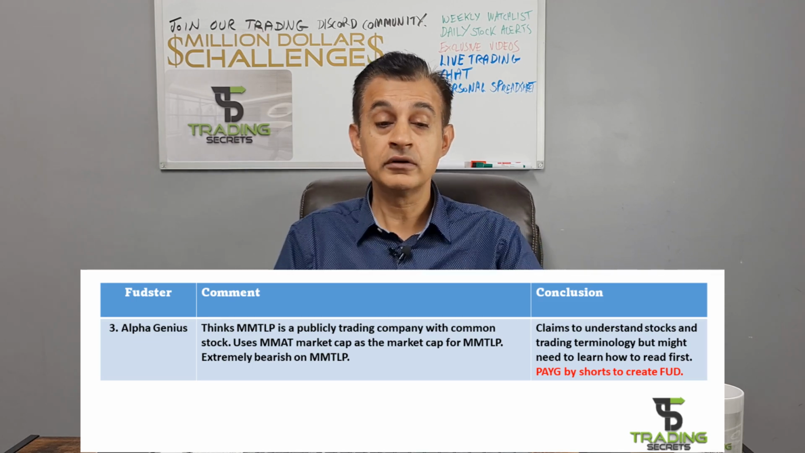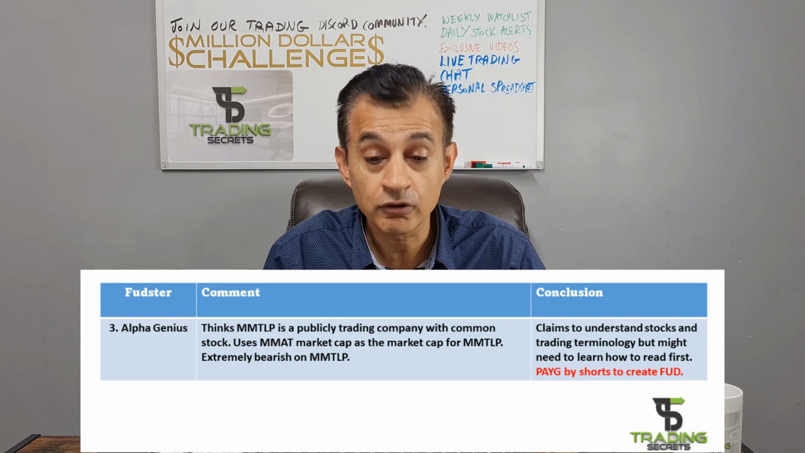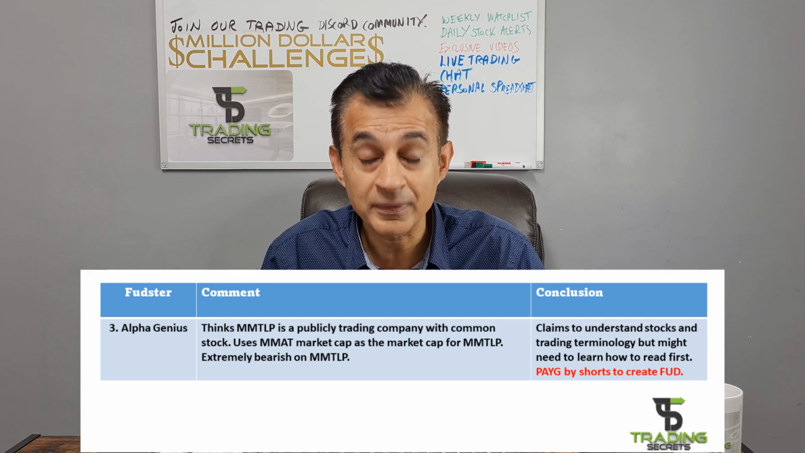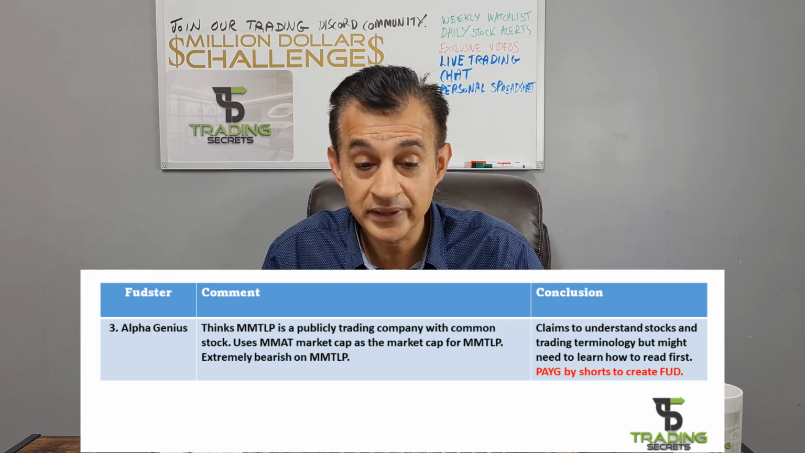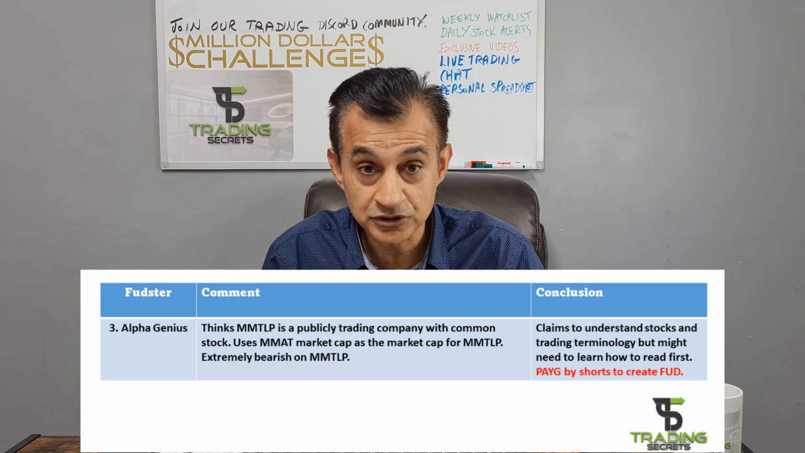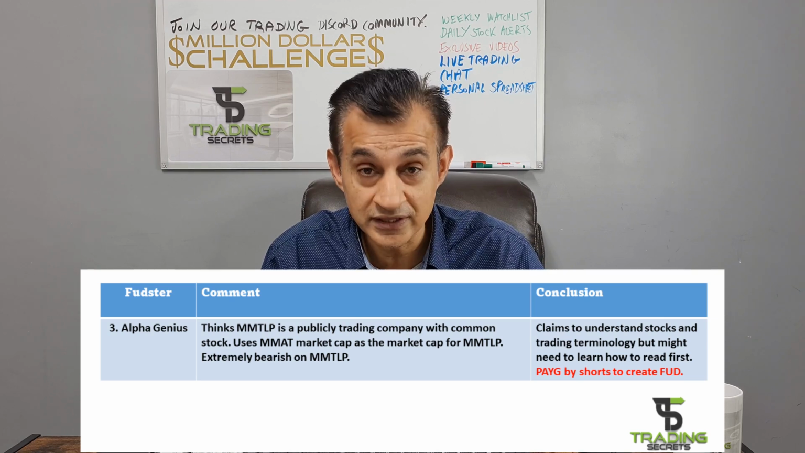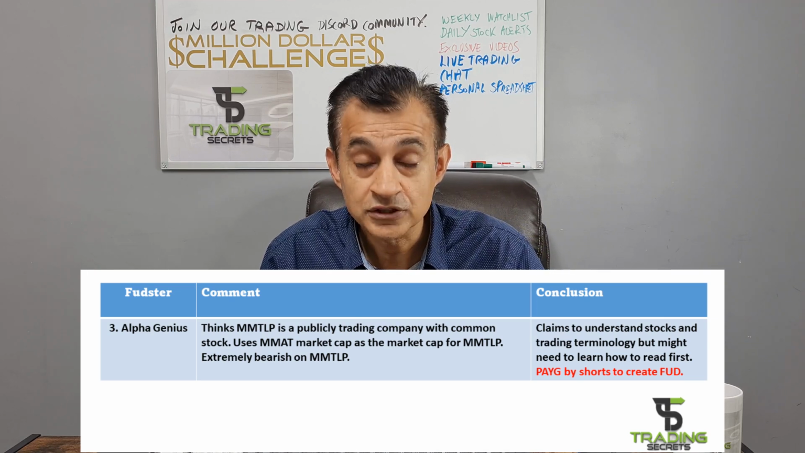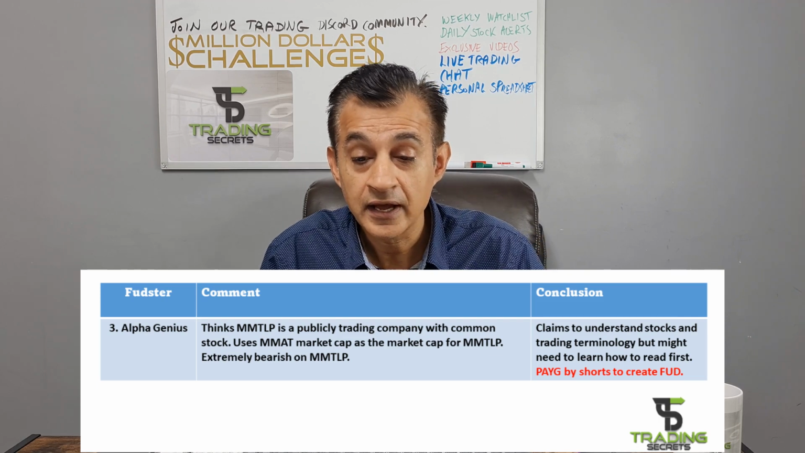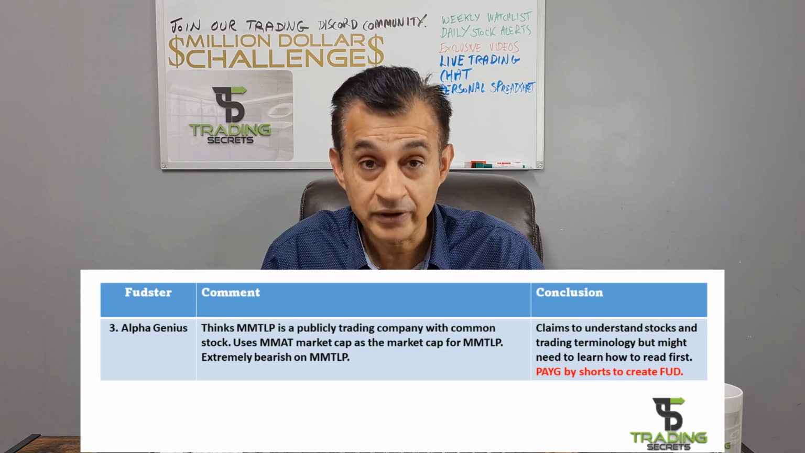So in terms of feedback on the Alpha Genius, this is an individual who thinks MMTLP is a publicly traded company with common stock. He's also using the MMAT metamaterials market cap as the market cap for MMTLP. He's also extremely bearish on MMTLP. He claims to understand stocks, he claims to understand trading terminology, but from my point of view, first of all, I think he may need to understand figures. He may need to understand how to read the difference between what is common stock, what is preference shares, and final conclusion, he's probably a pay-as-you-go, paid by the shorts to create FUD.